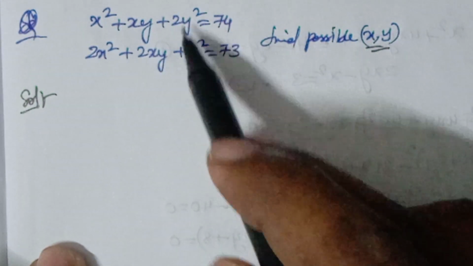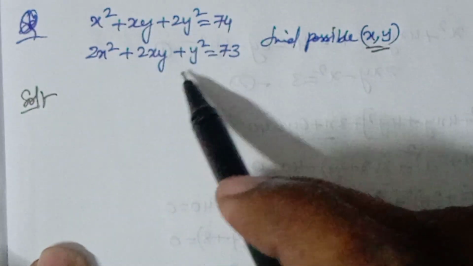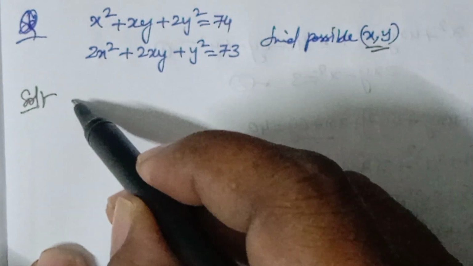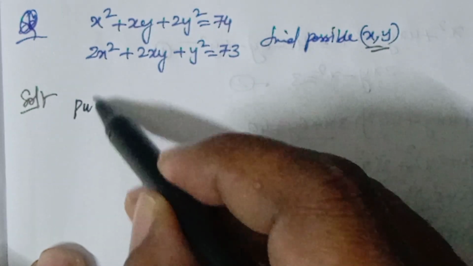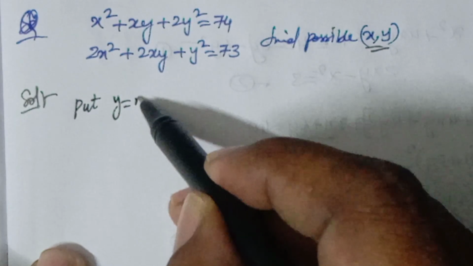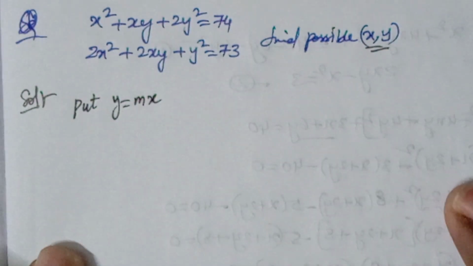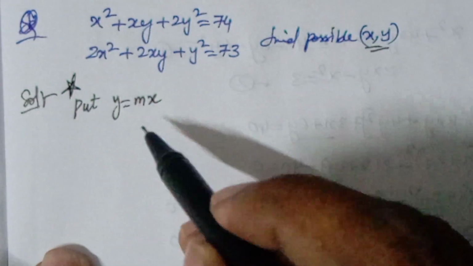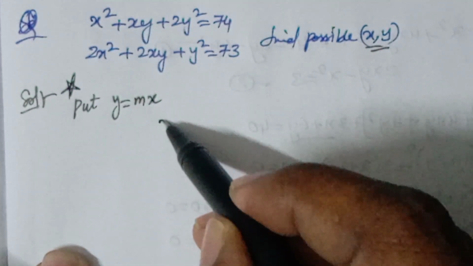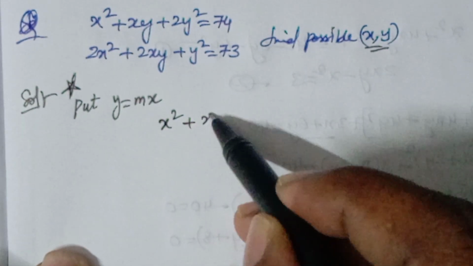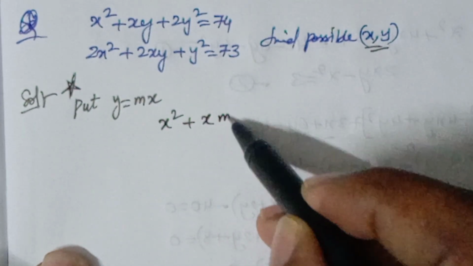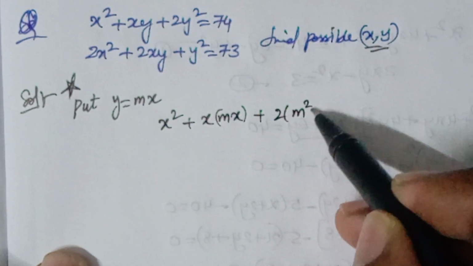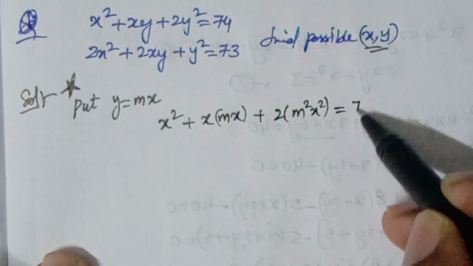So here the two different equations are given. What you have to do, the logic is put y is equal to mx. This is the logic we are having in this problem. So what will we get here: x square plus x into mx plus 2 into m square x square is equal to 74.